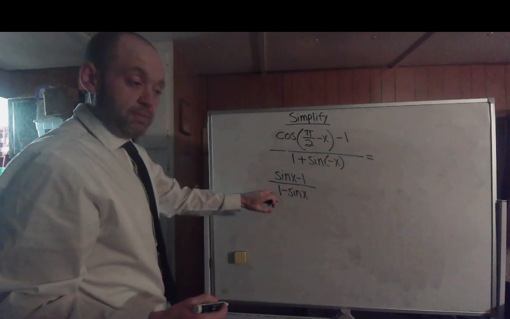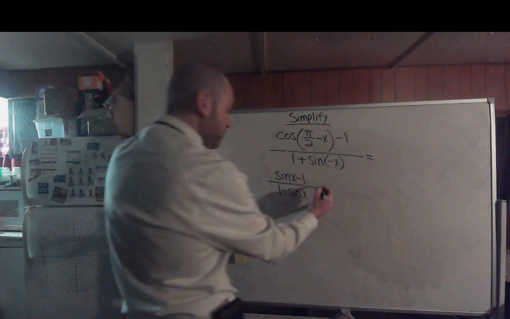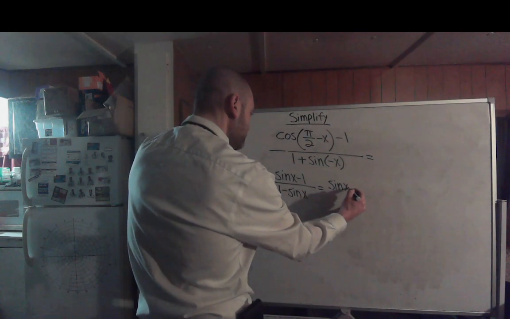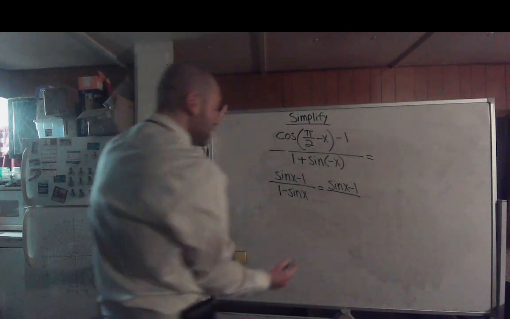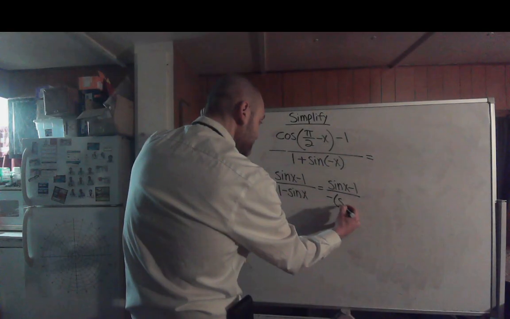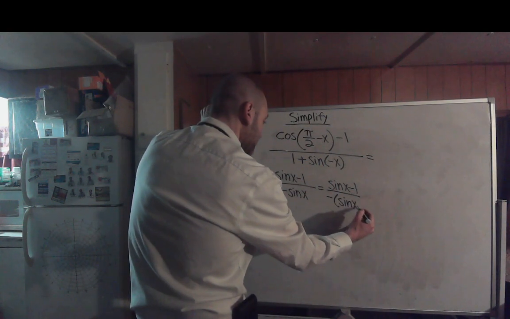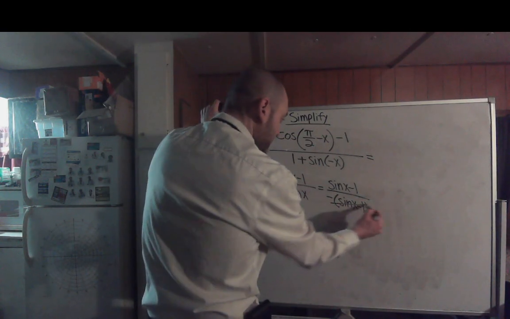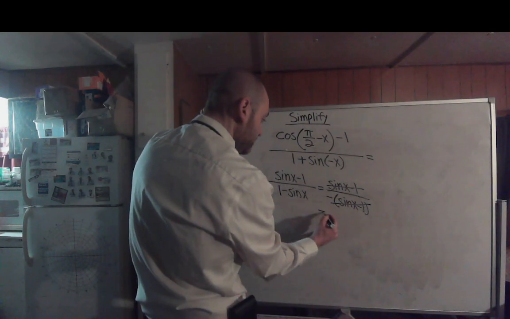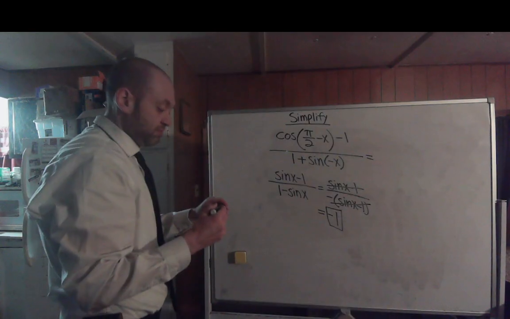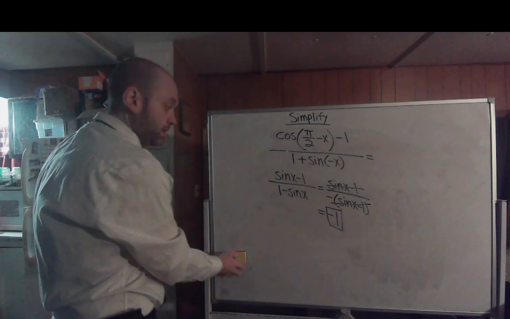Well, in the denominator, we can factor out a negative 1, right? So this would be the same as the sine of x minus 1 all over negative of the sine of x minus 1. Well, what do you know? The sine of x minus 1's cancel out. You're just left with negative 1. So this would simplify into negative 1.